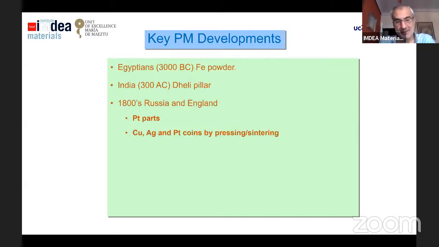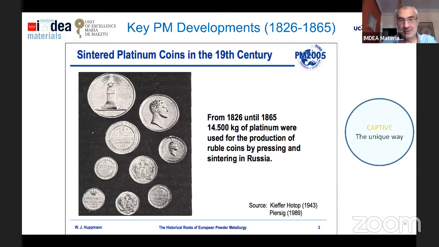So in the 19th century, around the year 1800, it was developed both in Russia and England, different coins produced by press and sintering, coins made of platinum, copper, silver, or even gold. These sintered platinum coins developed in the 19th century were used to produce ruble coins by press and sintering. In that case, sometimes they were made of platinum.